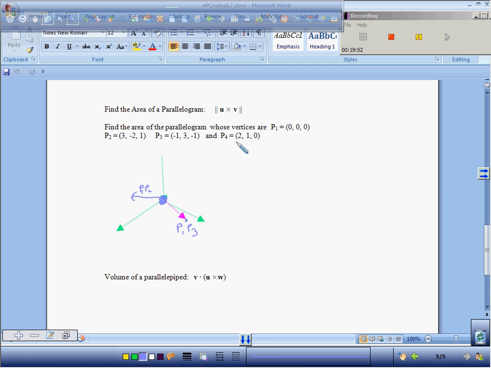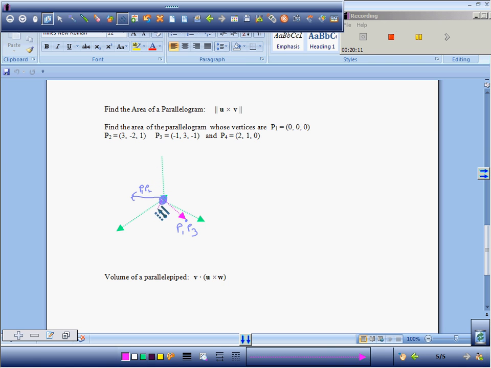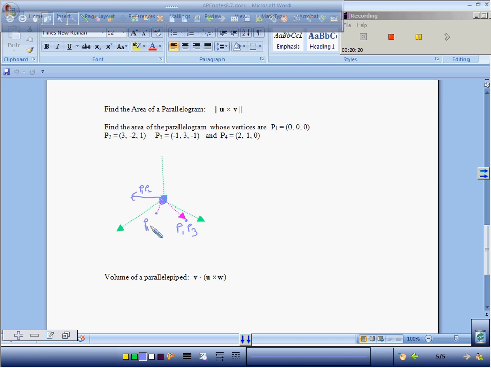P1 to P4 would be over 2, over 1, and down 0. Okay? So, where's that little vector? Right over here. But where's my arrow on that vector? Well, I guess it doesn't draw arrows if it's rich. So this is P1, P4.